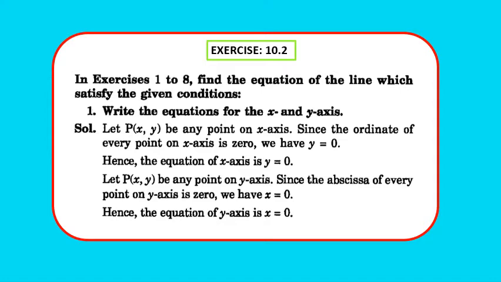Now since x-axis means what? Any point on the x-axis has the y coordinate as 0. So the equation of the x-axis is y equals 0. And similarly, for any point on the y-axis, the x coordinate will be 0. So the equation of the y-axis is x equals 0. Clear? So pause and note down the solution.